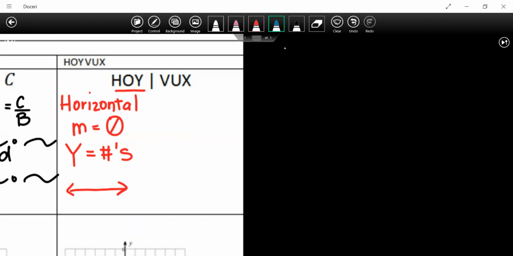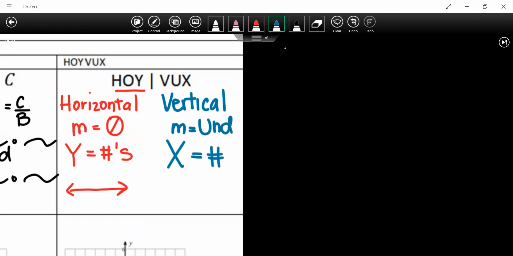The x stands for vertical. Vertical lines mean our slopes are undefined. Undefined for all x numbers. And the line's going to go from that x value up and down.